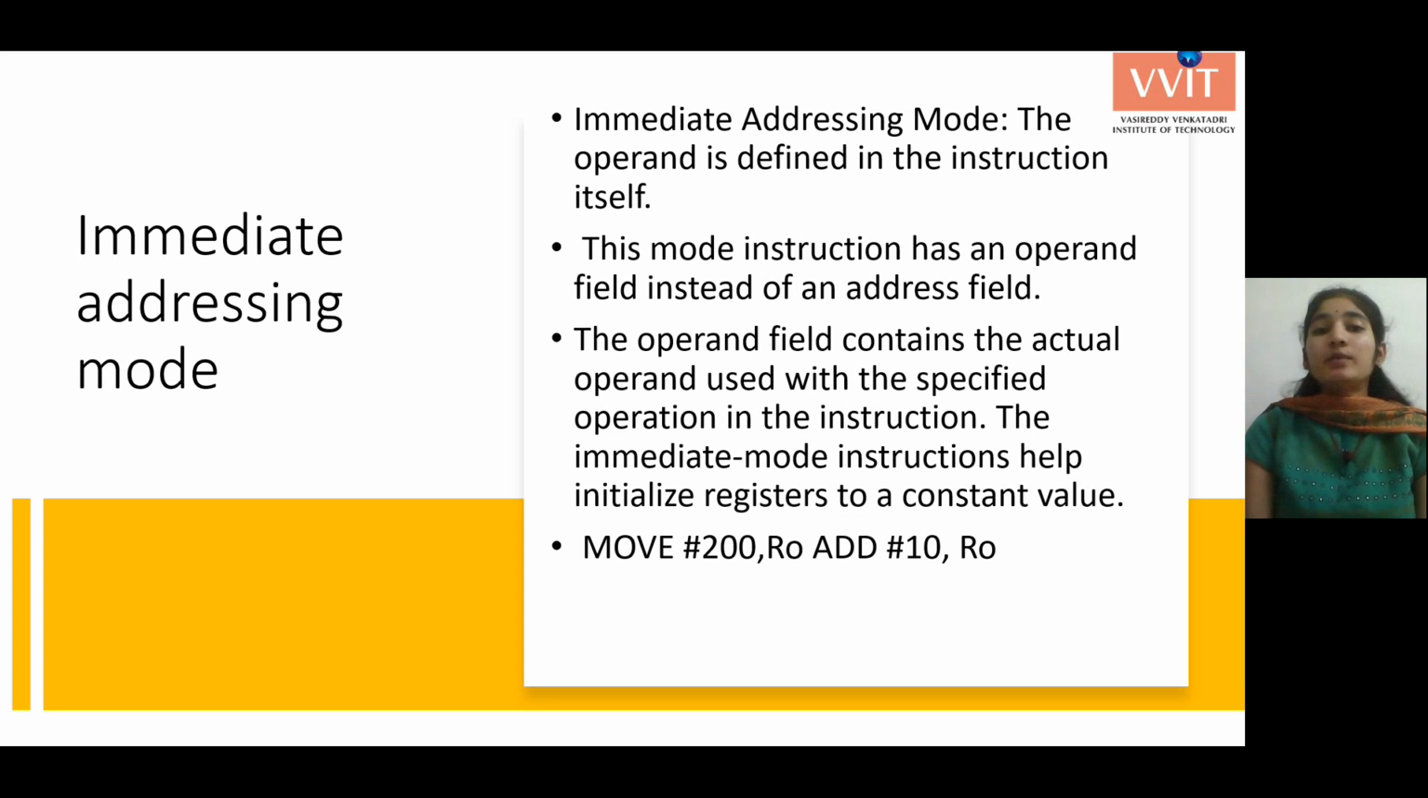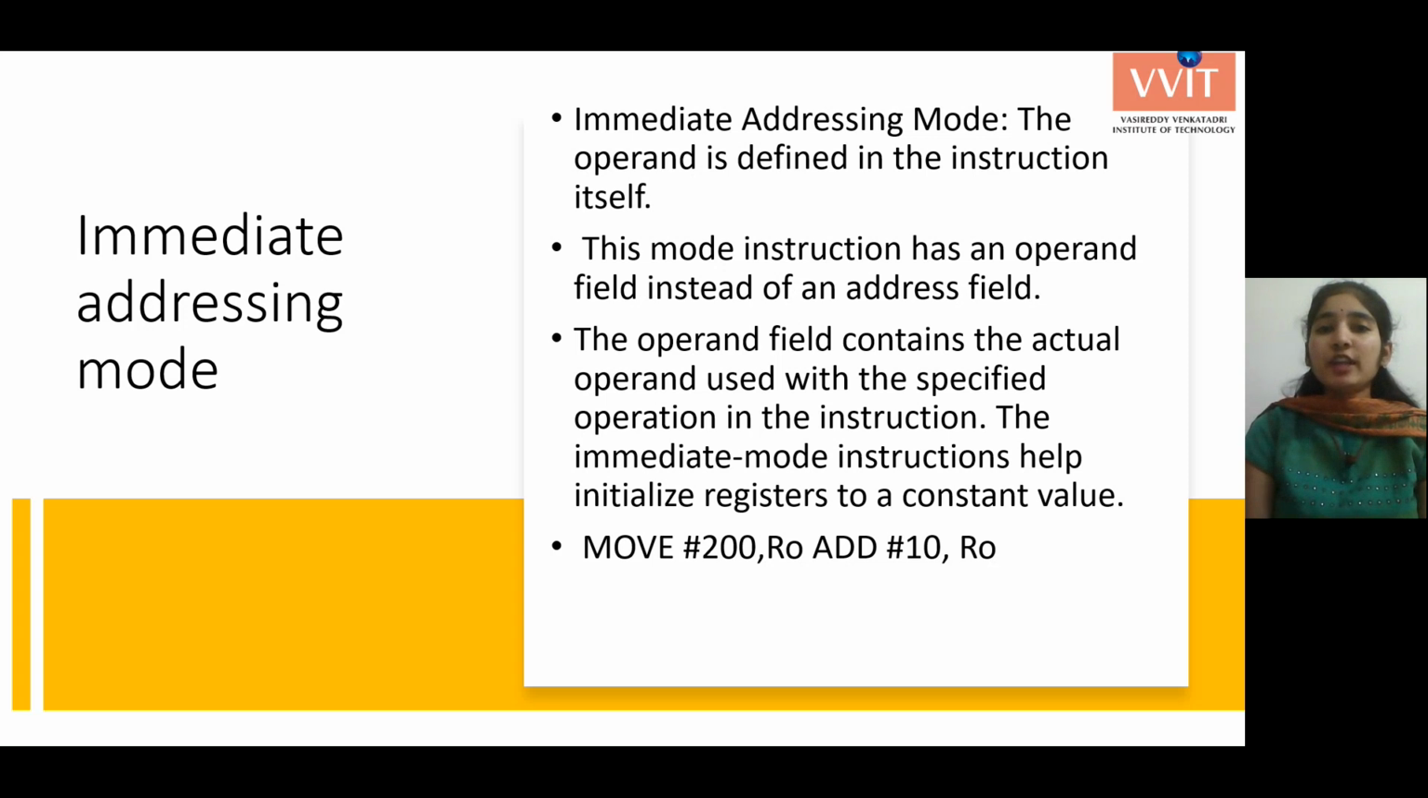Immediate addressing mode means the operand is defined in the instruction itself. If you specify an opcode and an operand in an instruction box, then the operand will be specified in that instruction box itself. This mode has an operand field instead of an address field. Normally the instruction field contains an opcode and an address field, but in immediate addressing mode it contains the opcode along with the operand. The operand field contains the actual operand used with the specified operation. Immediate mode instructions help initialize registers to a constant value.